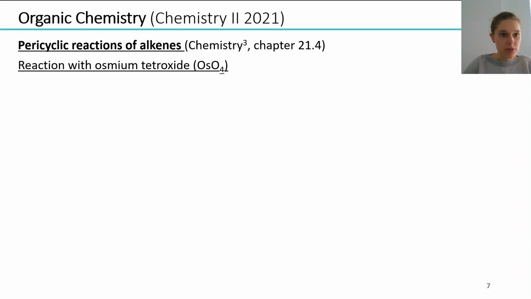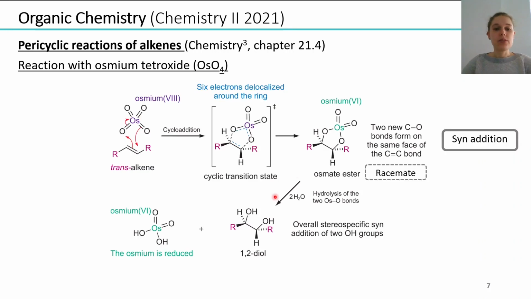So let's start with the reaction mechanism. So first of all, we have osmium tetroxide. This is this molecule. Here we have osmium in the oxidation state 8. And you can see that we have 4 oxygen atoms connected to the osmium, each with a double bond. And then, for example, we can use a trans alkene, and this is our starting point.